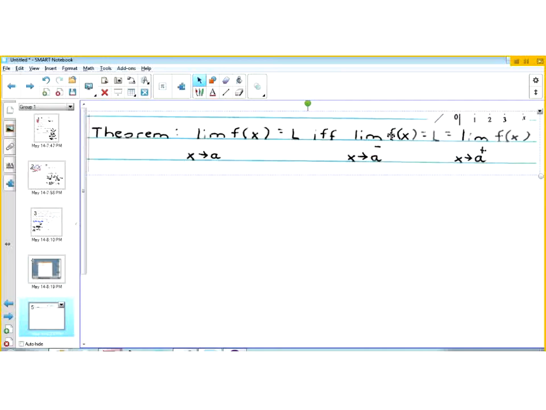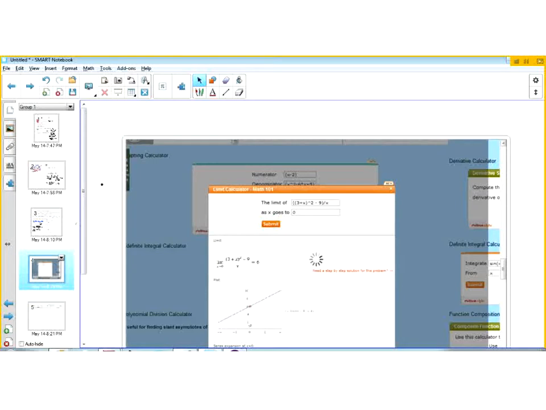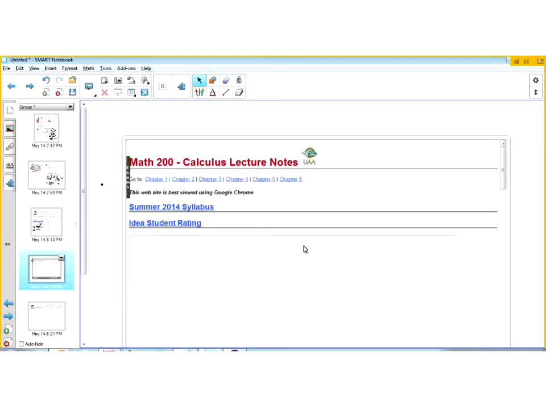Okay, so let's do some examples. How about the limit as x approaches 0 of the absolute value function? All right, so perhaps we can solve that using a graphical approach.